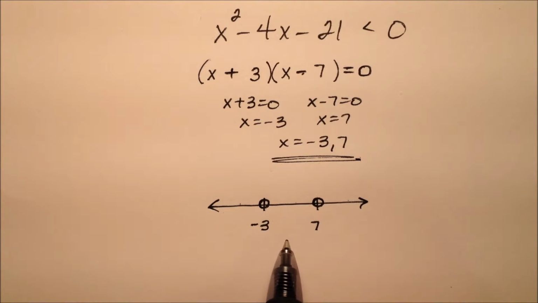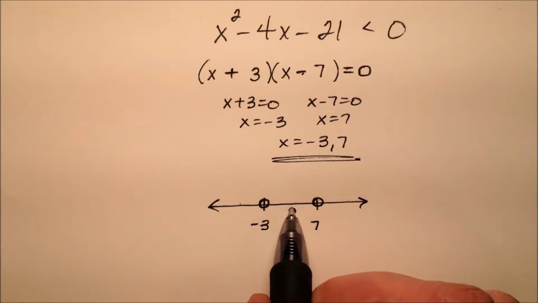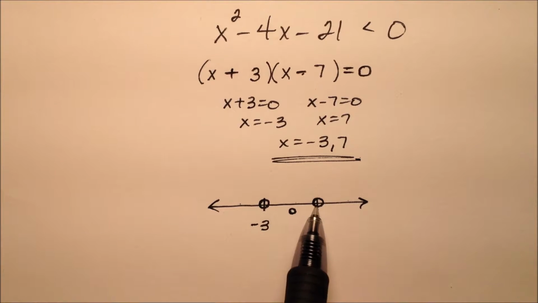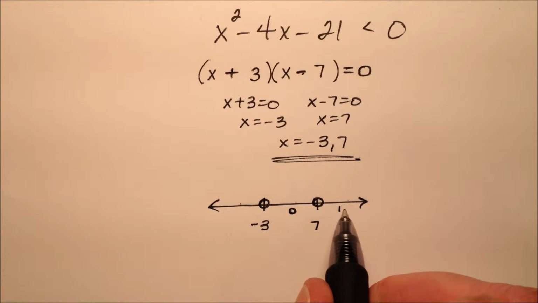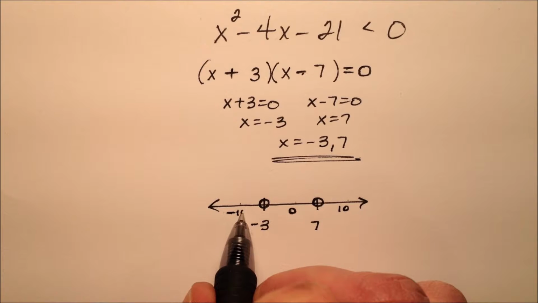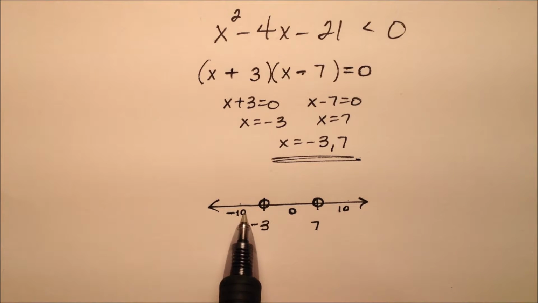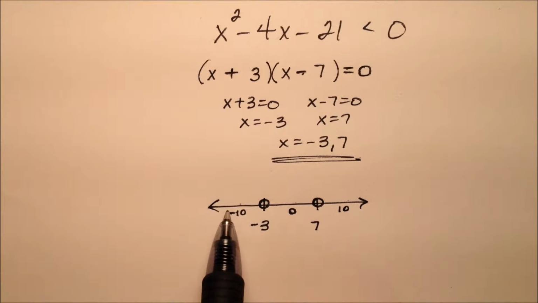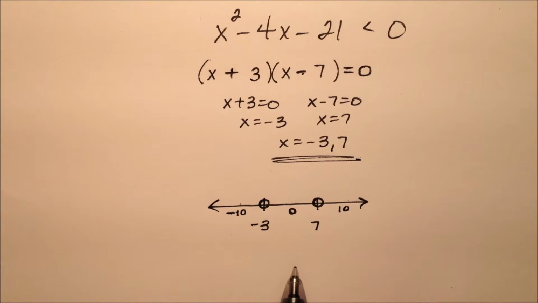So I'm going to go ahead and grab some test points. 0 is always a good test point as long as it's between a negative and a positive. And then maybe up here I can try 10, or down here I can try negative 10. We just need a number to be the representative for this entire region, and it only takes one number.